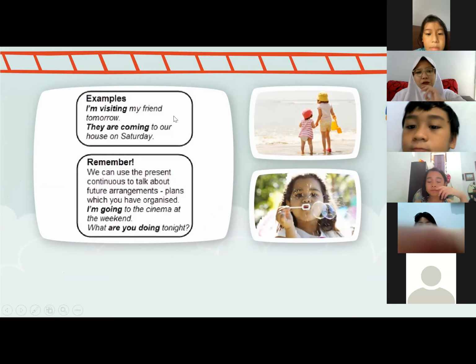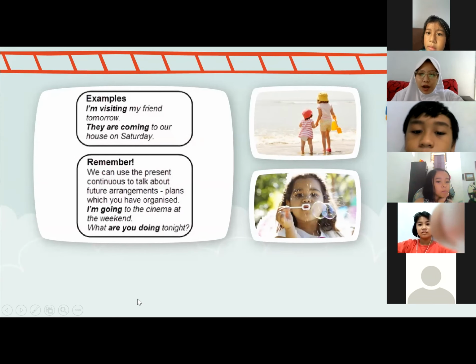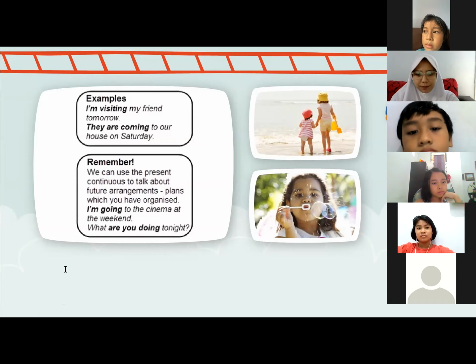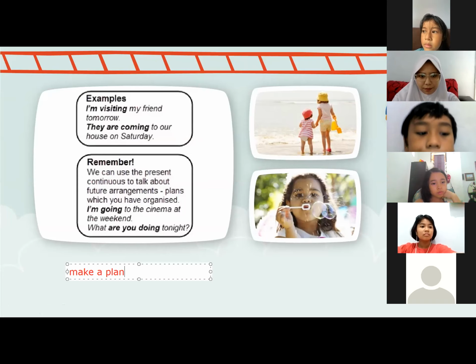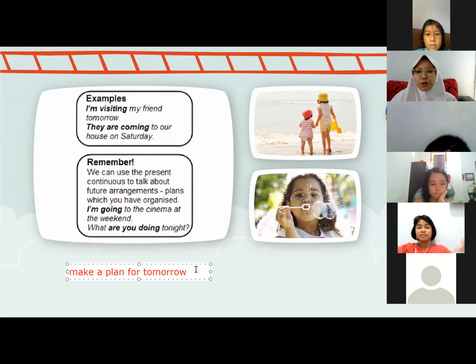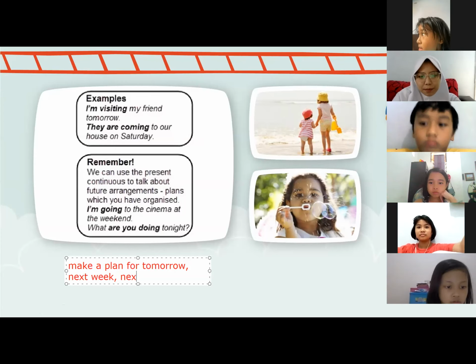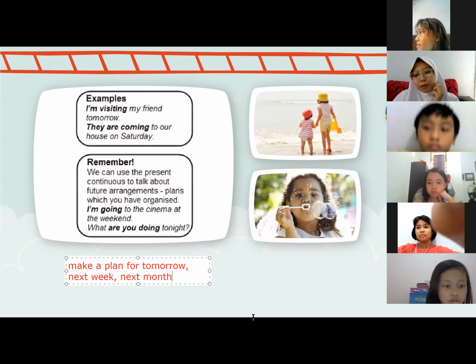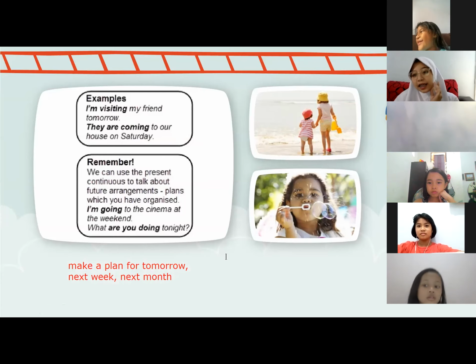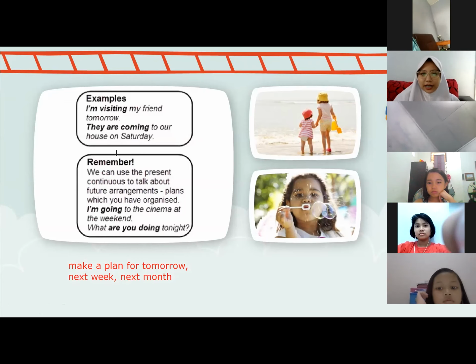So this is another example, guys: I am visiting my friend. When? Tomorrow. It means you have a plan, guys. Wait, I will write for you. Make a plan. It means you make a plan for tomorrow or next week, next month. That is how to make a sentence when you want to arrange something or make a plan. This is how to say it.